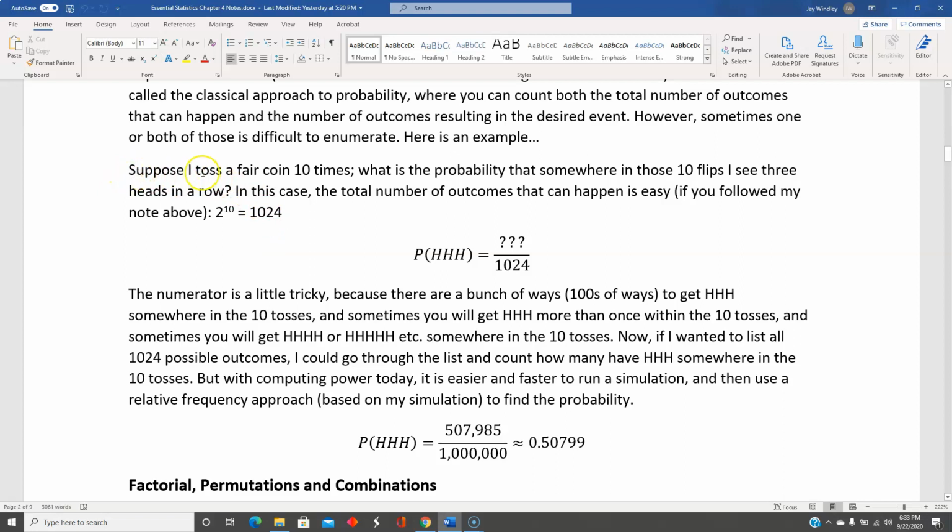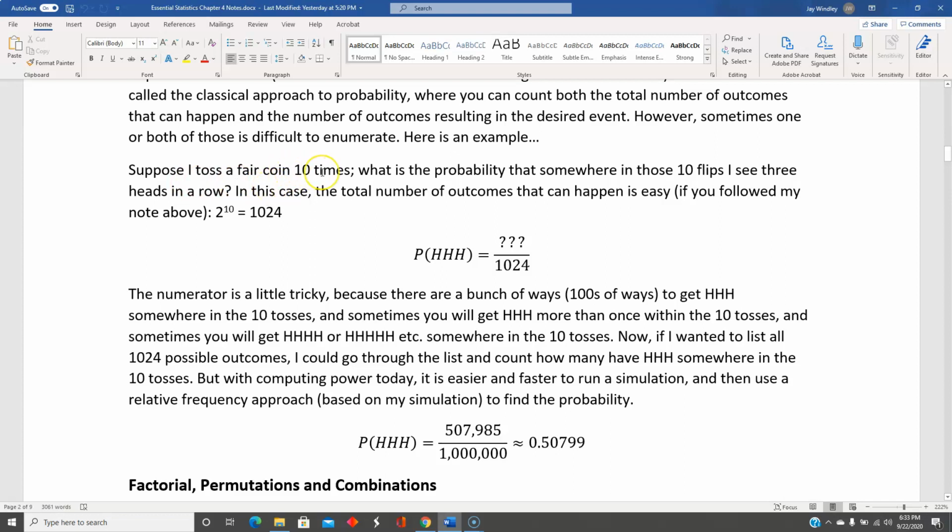And it was this. If you toss a fair coin 10 times, what's the probability that somewhere in those 10 flips you see 3 heads in a row? And I think I originally saw this problem because people thought it would be kind of unlikely to see 3 heads in a row. Like they feel like that wouldn't be very random.